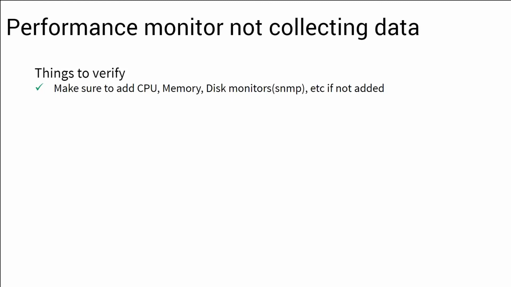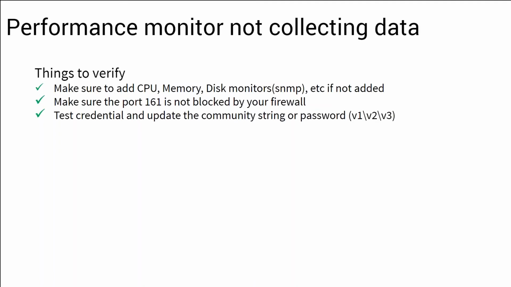So you have to ensure that the respective monitor is added, and you have to ensure that port 161 is not blocked by a firewall, and you have to test the credentials and update the community string and the password, whether it is v1, v2, or v3, from the respective page. And I've checked all these things. The monitors are associated, the ports are not blocked by the firewall, and the credentials are okay. What should I do now? So you have to check this from the web browser.